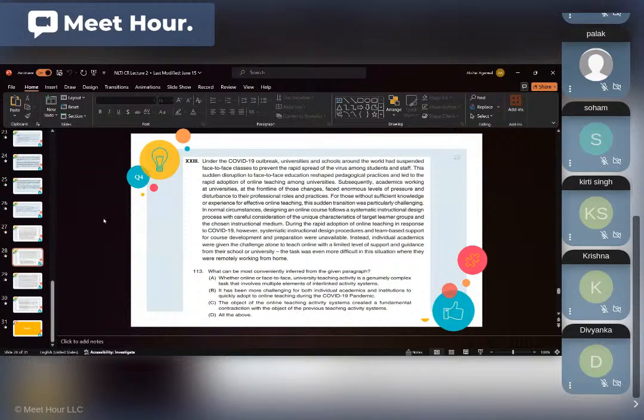It's about the COVID-19 outbreak. Do we have any ideas, any options, anything?